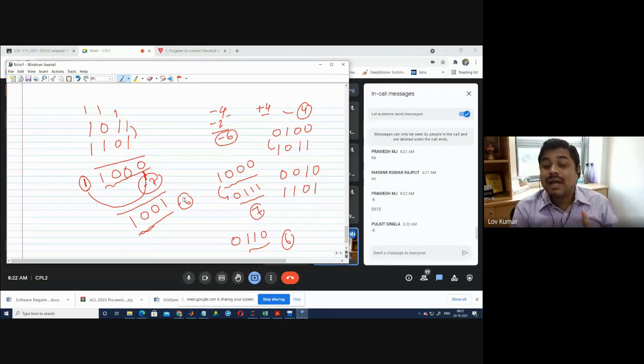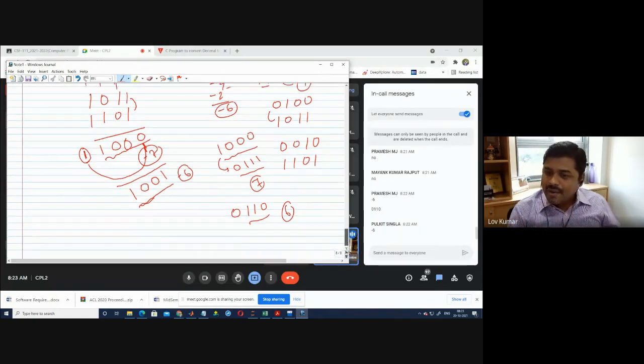But apart from that, there are also some disadvantages. What are the disadvantages? The first one, we are getting 2 different representations of 0, and the second one, there is no direct method to find the value of a negative number. Clear?